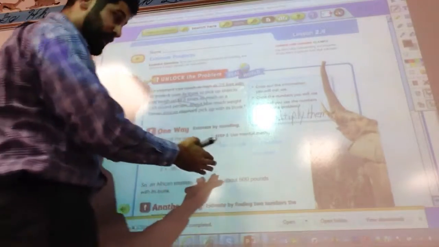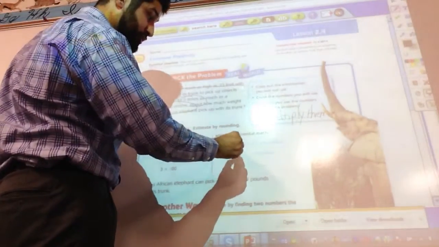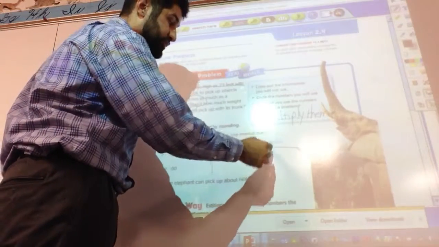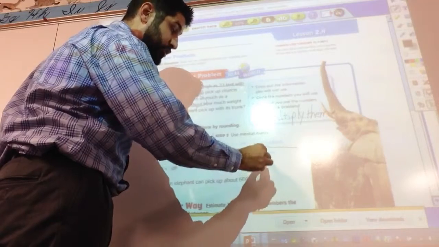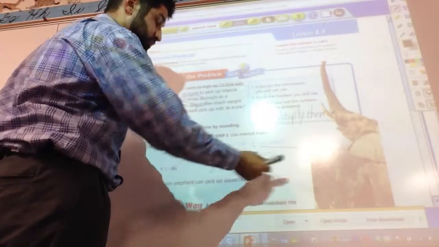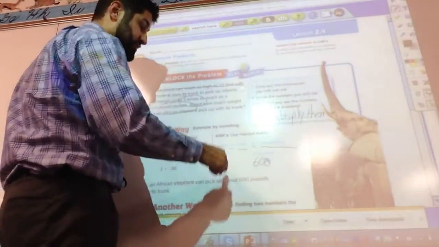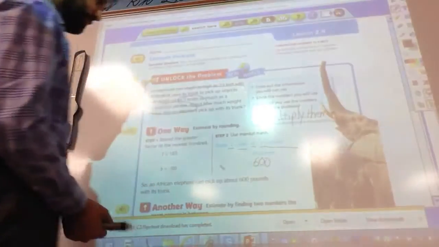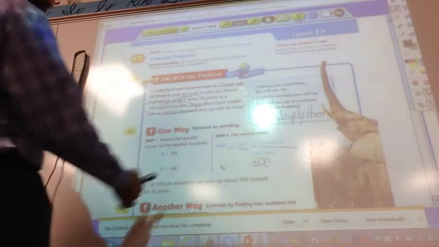Now, in mental math, we're thinking 3 times 200. Well, 3 times 2 is 6, and then you add the hundreds part up there so you know that it's worth 600. Because 600 is the same thing as 6 hundreds, okay? So an African elephant can pick up about 600 pounds with its trunk.